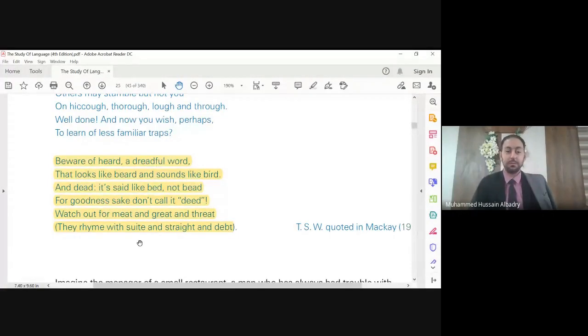No. Each word has its own pronunciation. Each word has its own transcription. Okay, you have to deal with each word alone. Only this word, how it is pronounced.